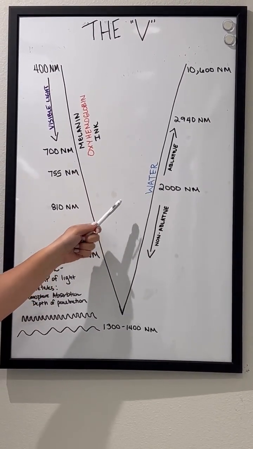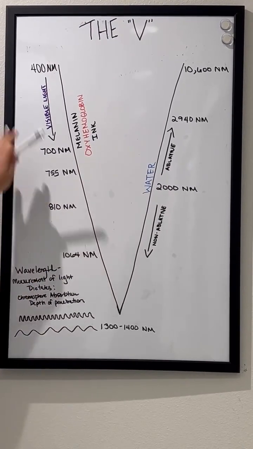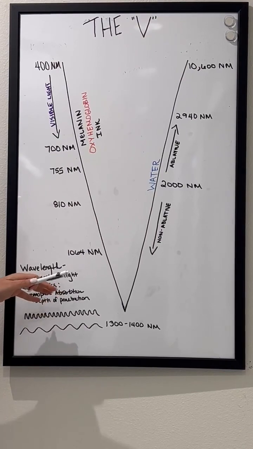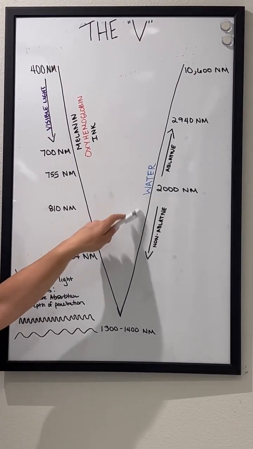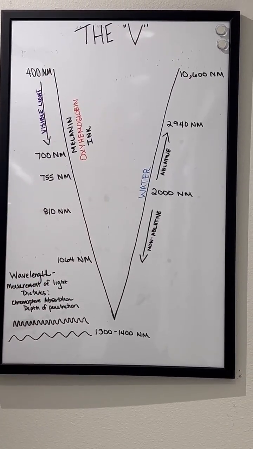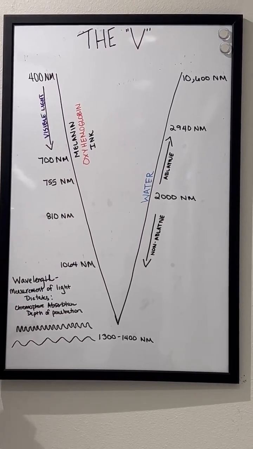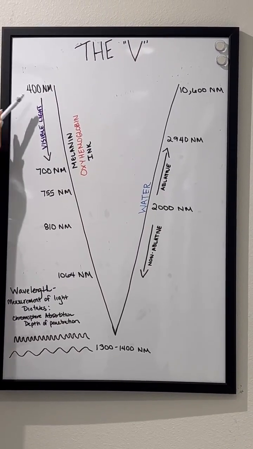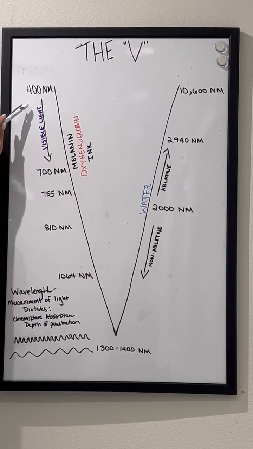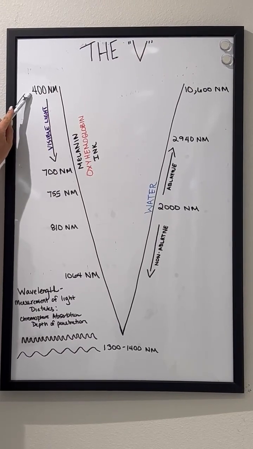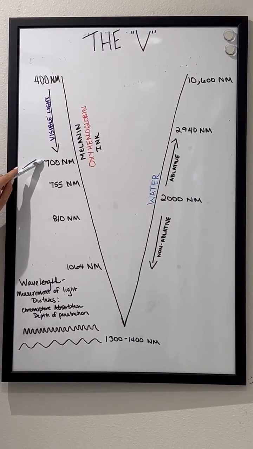What we're going to do in this video is talk about wavelengths on the left side of the V only, and then in the future videos we'll talk about the right side of the V, because the rules can be a little different from one side of the V to the other, and we want to make this simple. So on the left side of the V, you have wavelengths that absorb into, again, melanin, oxyhemoglobin, and ink, starting at 400 nanometers and up to 700 nanometers.